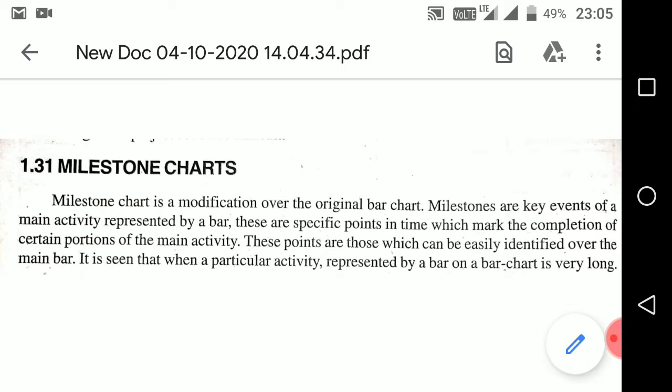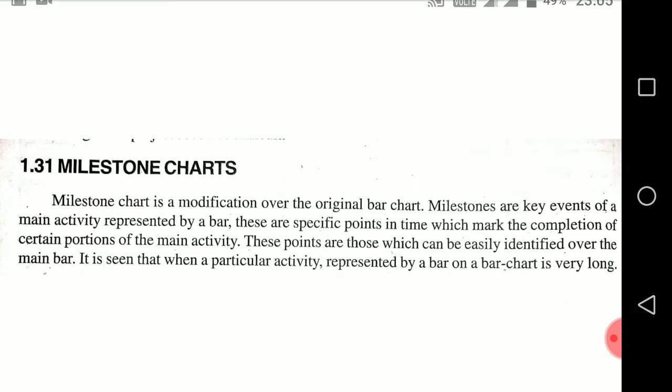It is seen that when a particular activity represented by a bar on a bar chart is very long, the activity is broken or subdivided into a number of sub activities, each one of which can be easily recognized during the progress of the projects. Controlling can be easily done and the interrelationship between other similar activities can be easily established. The beginning and end of these subdivided activities or tasks are termed as milestones.